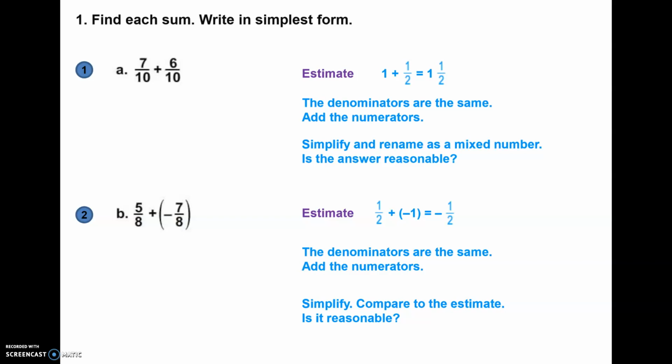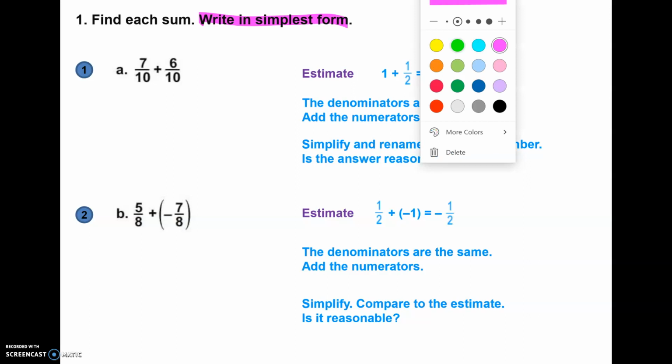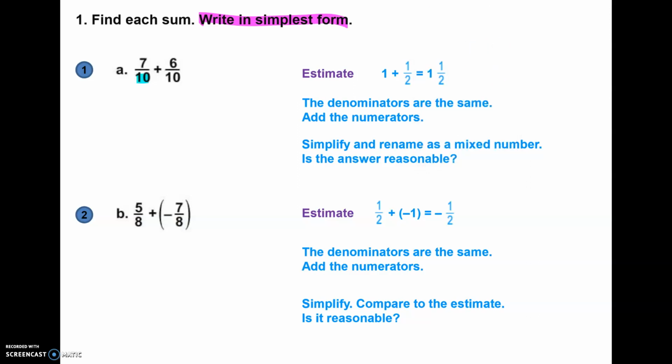So this first example here, it says find the sum, write in simplest form. So remember, we always have to write it in simplest form, so we always have to simplify at the end. So we'll start with A here, 7/10 plus 6/10. Notice they already have common denominators, right? We have 10 and 10. That means we are able to add them both together right away.